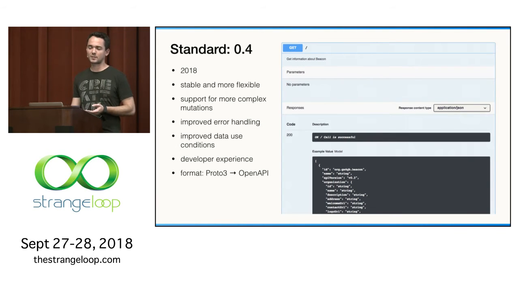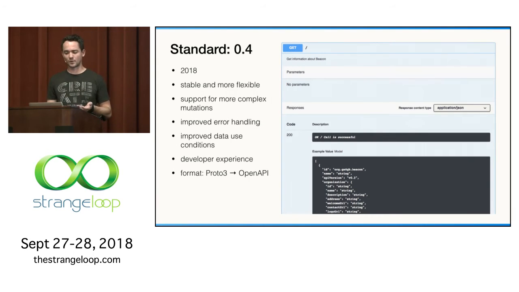So now, earlier this year, we came up with 0.4, and we added a few things, like support for more complex mutations. But basically, we just focused on polishing existing things to really just bring us closer to the stable API. We switched to the third format, OpenAPI, because basically nobody was happy with Avro or protocol buffers. People find it hard to work with. And so far, we've been super happy. It was really the right call.